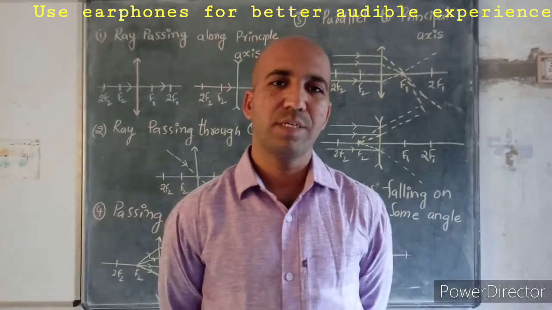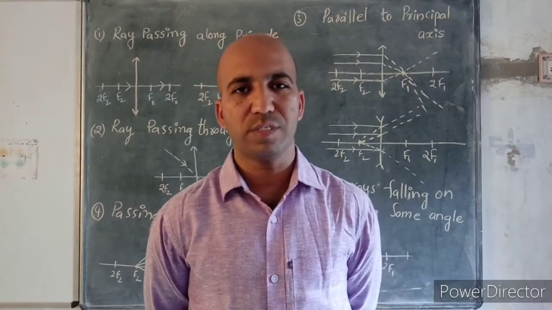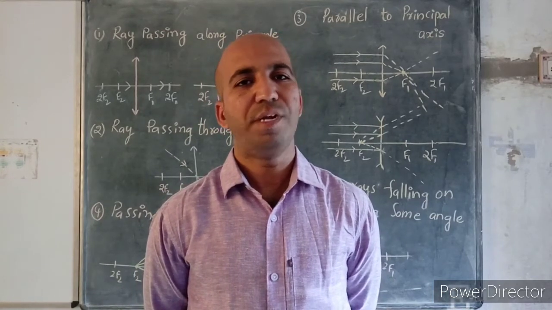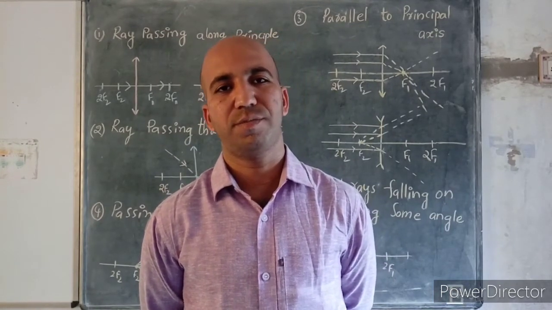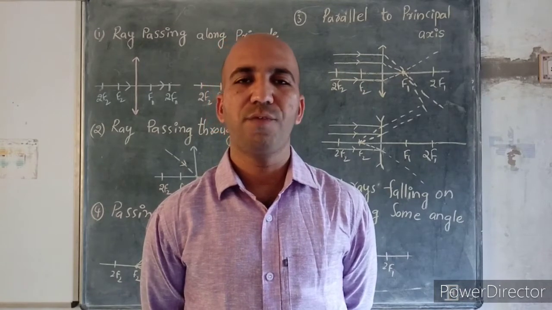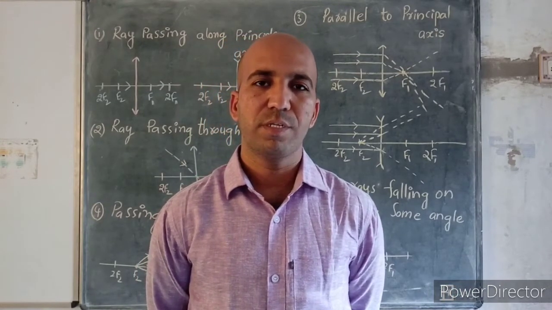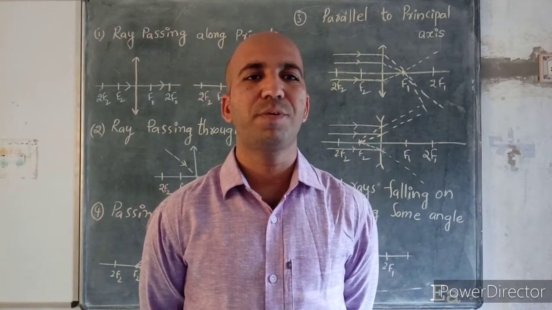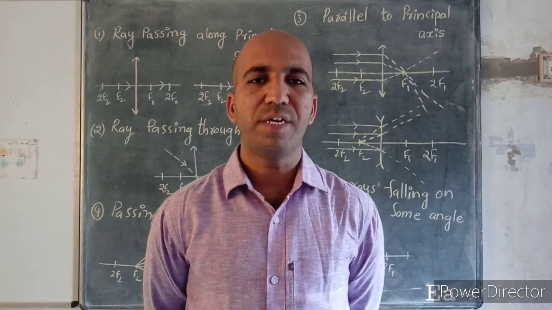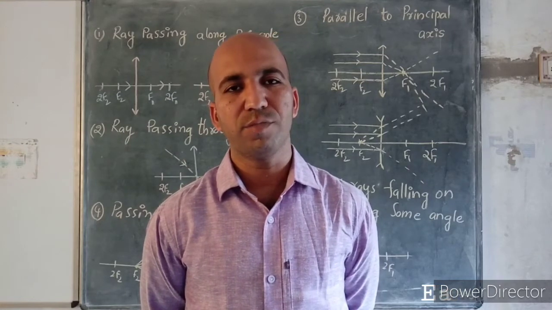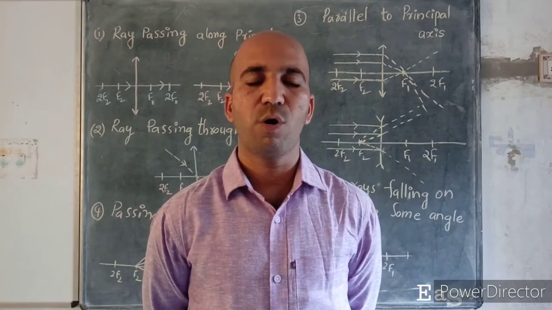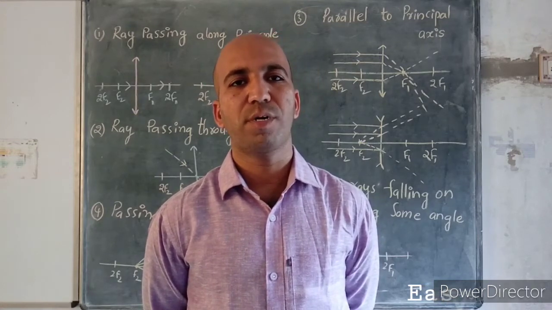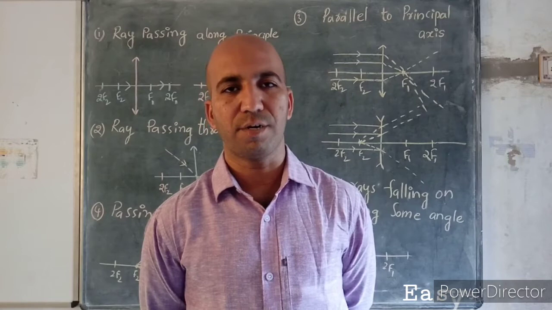Now in this class, we are going to discuss the behavior of a light ray when it is incident on a lens. This is one of the important basic concepts that we need to understand in this chapter. If we understand this completely, we can easily draw the ray diagrams of a concave lens or a convex lens. That's why this topic is very important while drawing ray diagrams.